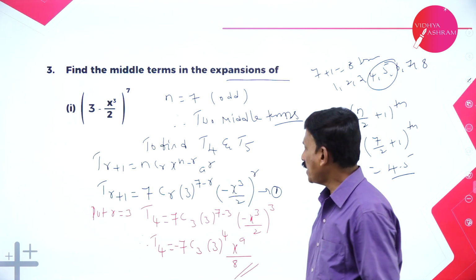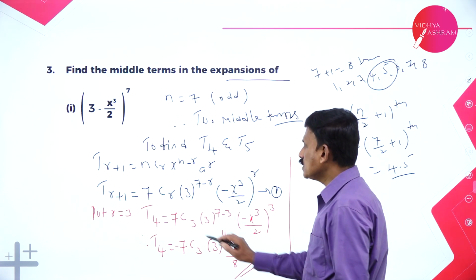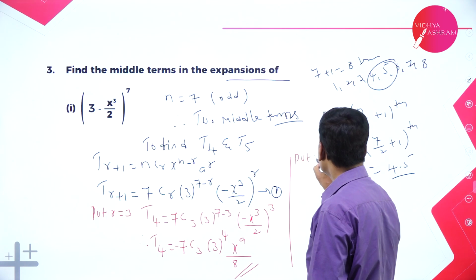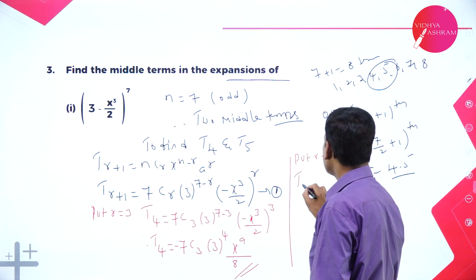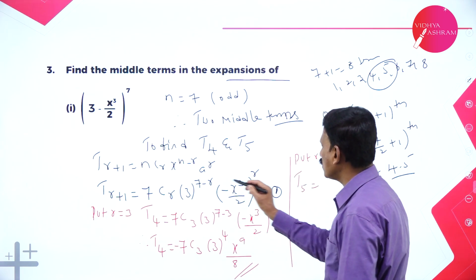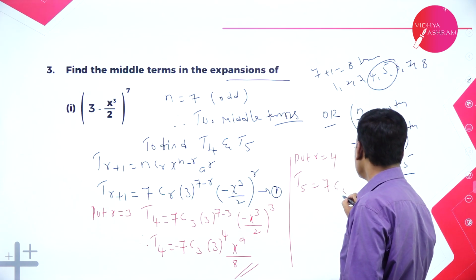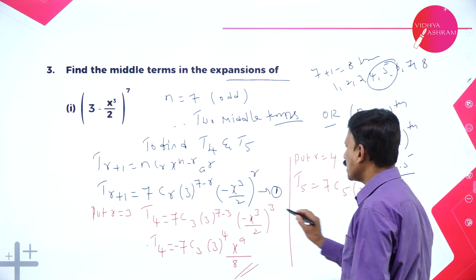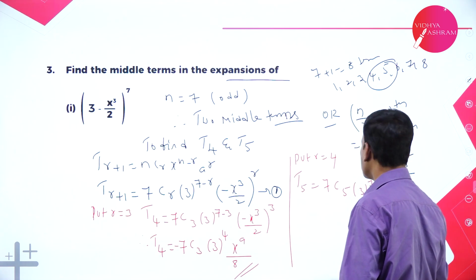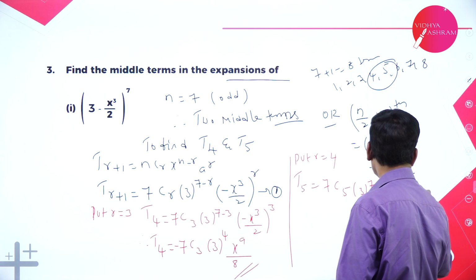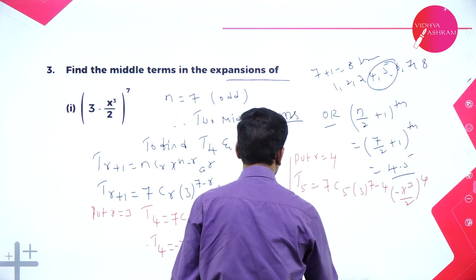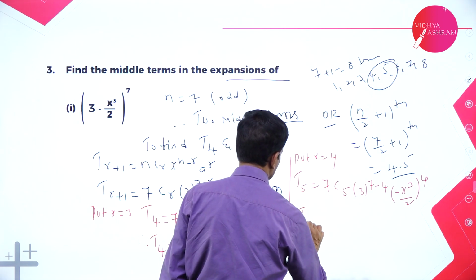Now, just to find the fourth term. To find the fifth term, just put r is equal to 4. So T(4+1), that is T5, is equal to 7C5 times 3 to the power of 7 minus r, what is r? r is 4, into (-x³/2) whole to the power of 4. That's it.